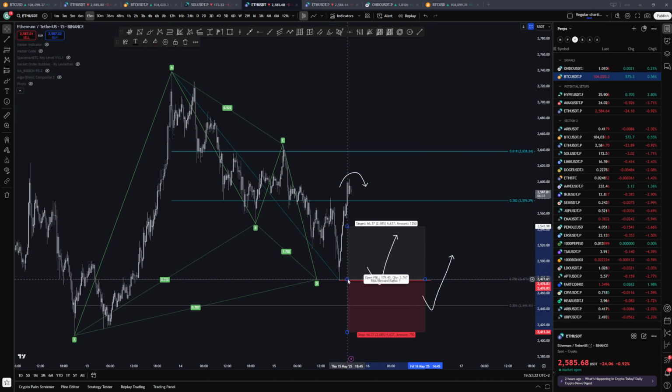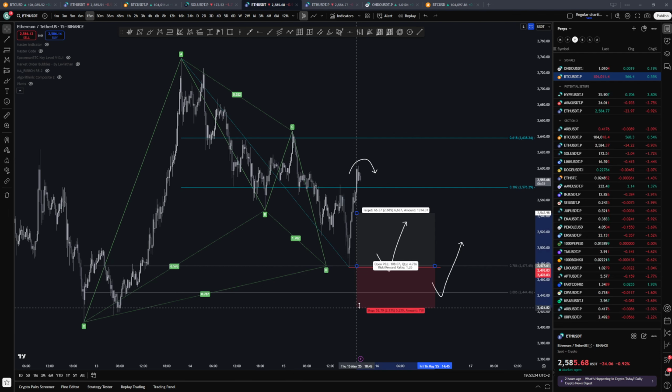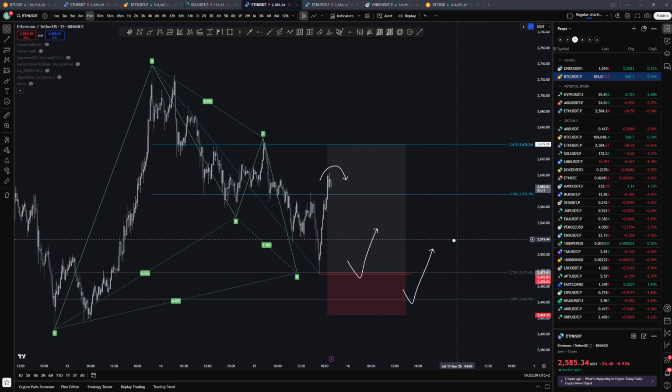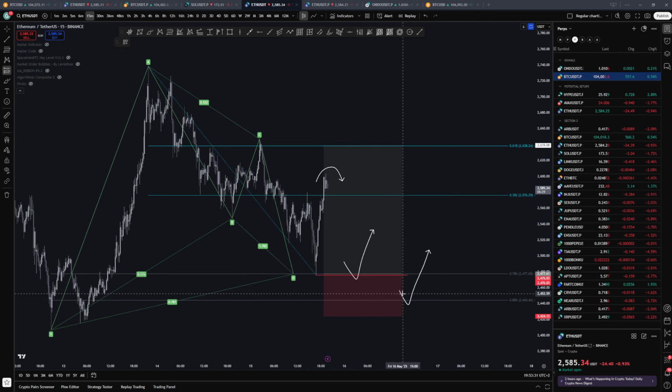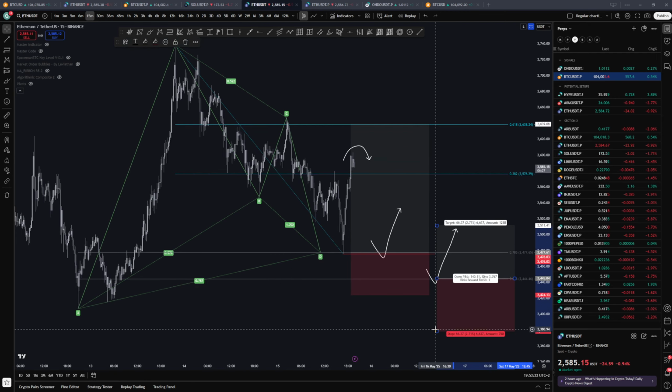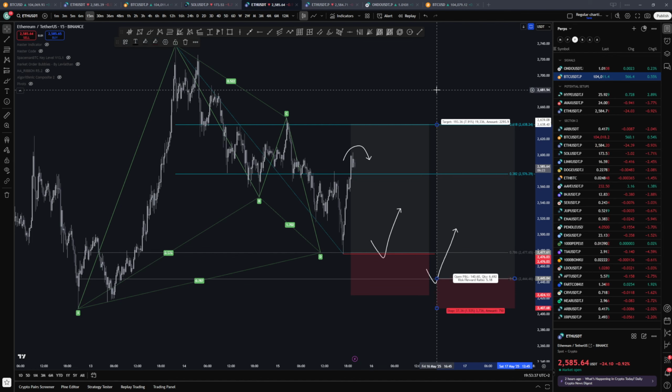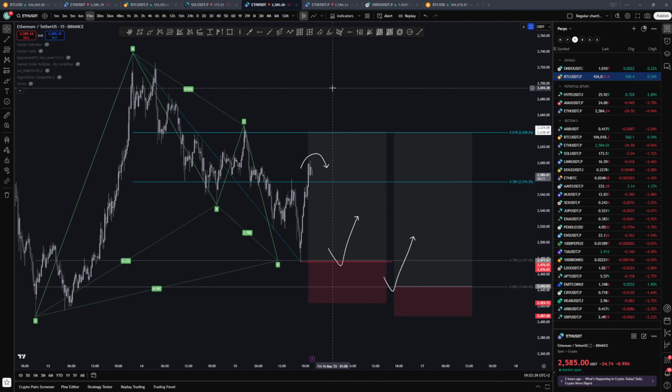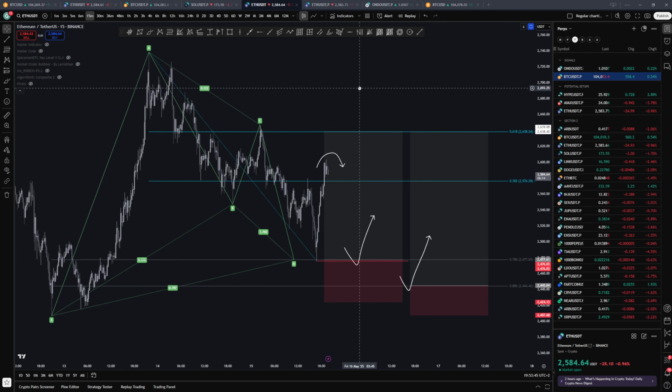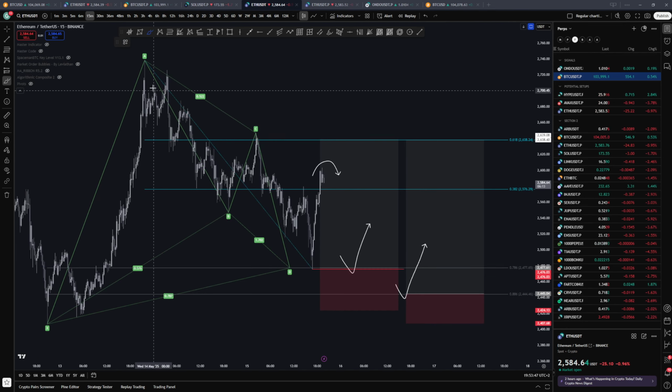We could look for a long like this, which would be something along these lines, or we could look for a long like this. Both of these would be completely fine. In general, this is what I would look for. Now, the only problem I have with showing this on stream is that this is a rather low time frame play. I'm currently on the 15-minute time frame.